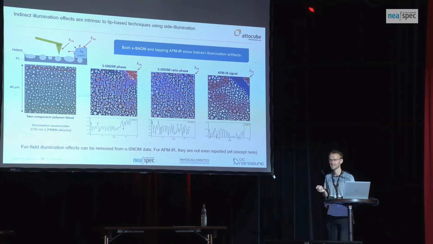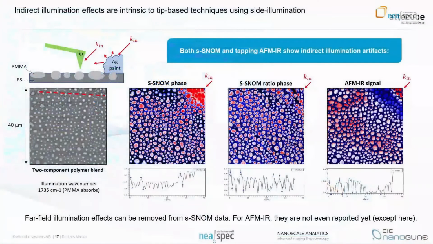Okay, I have one more minute, I think. And this illumination effect is not specific to s-SNOM, because we made a sample, a two-component polymer sample with a big scatterer of just silver paint, and illuminated via the silver paint to create artifacts. We can see here in the top right corner, the signal varies a lot. This is caused by the indirect illumination, but we can remove it using the ratio. But here on the right slide is shown also for tapping AFM-IR that we also see a big variation in the contrast, which I think has not even been reported yet. So maybe there will be more studies on this in the future.